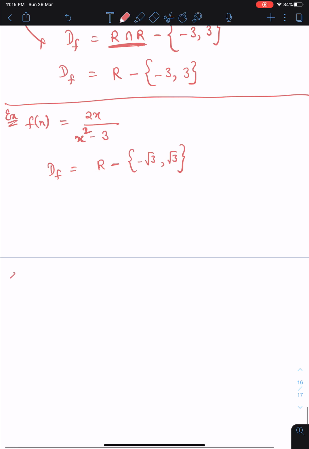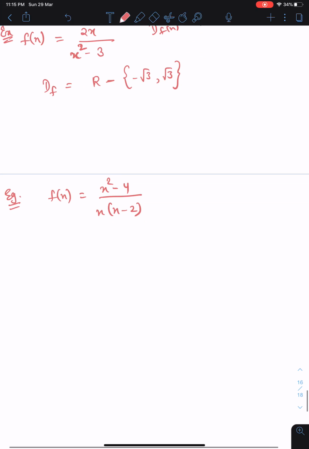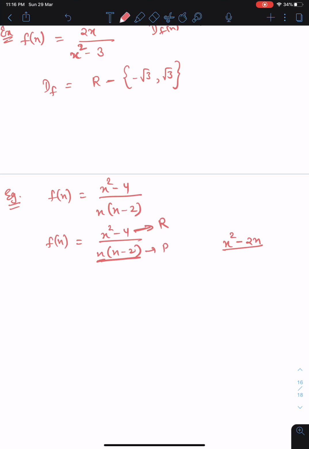Okay, next example is f(x) is equal to, again you have to find the domain of f(x). Next is (x square minus 4) upon x into (x minus 2). Just find out the domain of the function by pausing the video. But if you want to understand, again f(x) is equal to (x square minus 4) upon x into (x minus 2). The numerator is a polynomial function, so its domain is R. The denominator is again a polynomial function because after multiplication, what will it give you? x square minus 2x, again a polynomial function. So the domain for this function will be R.